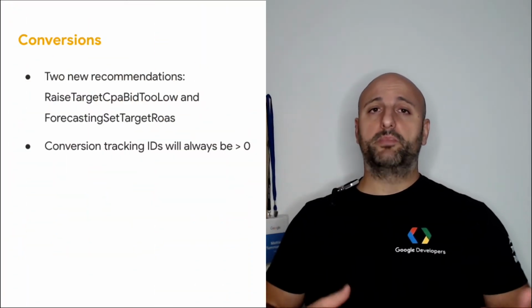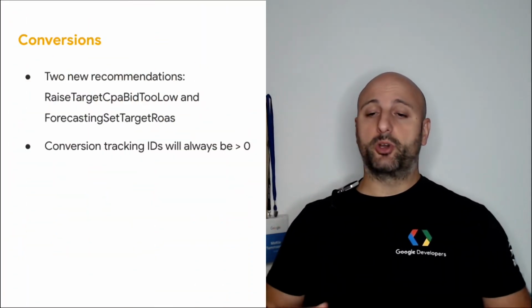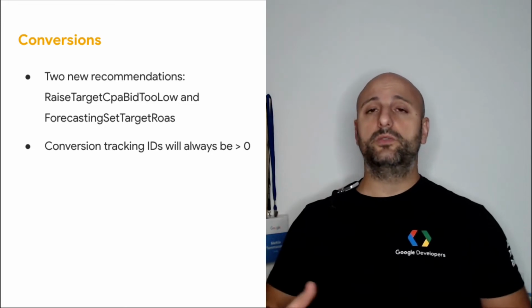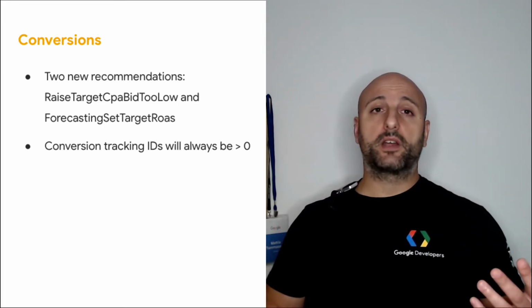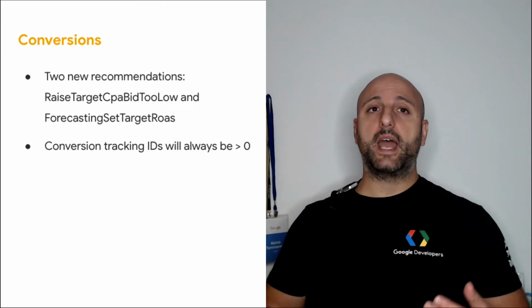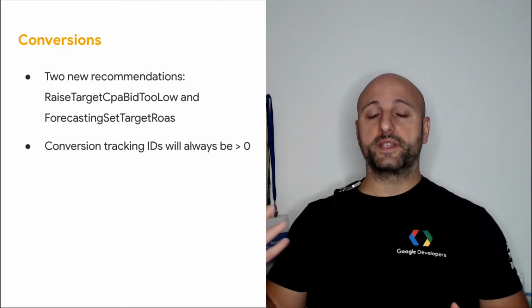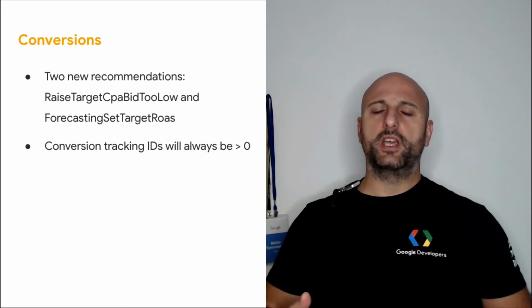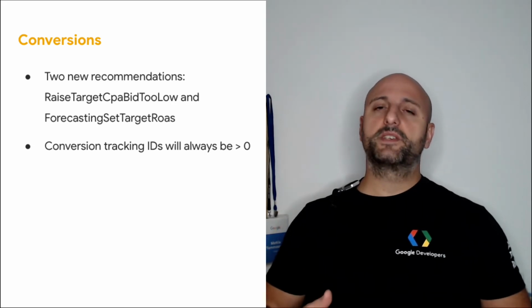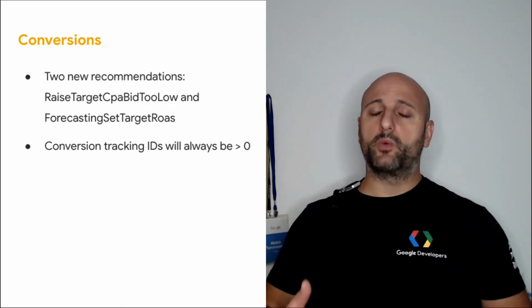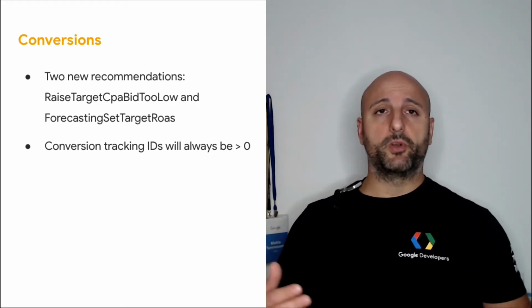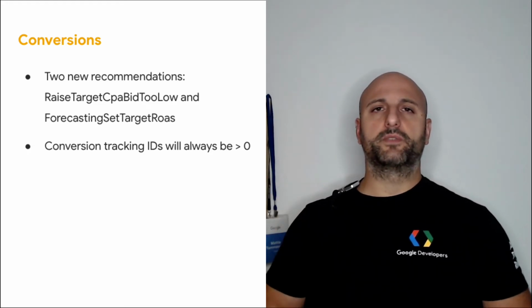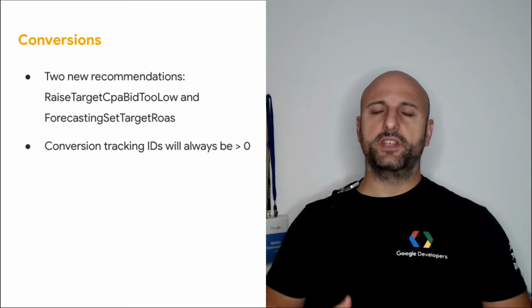To further help your campaigns serve better and capture more conversion value, we added two new recommendations: raise target CPA bid to low recommendation and forecasting set target ROAS recommendation. Speaking of conversions, there is a new change in conversion tracking IDs. Starting with V12, they will always be higher than zero for all customers. In earlier versions of the Google Ads API, this field could be zero for customers who hadn't created any conversions yet.